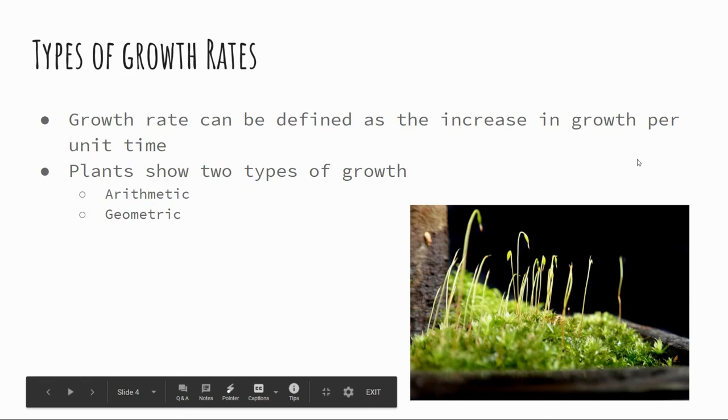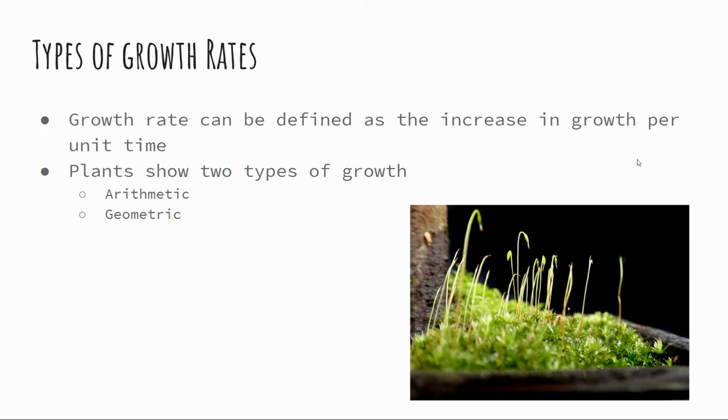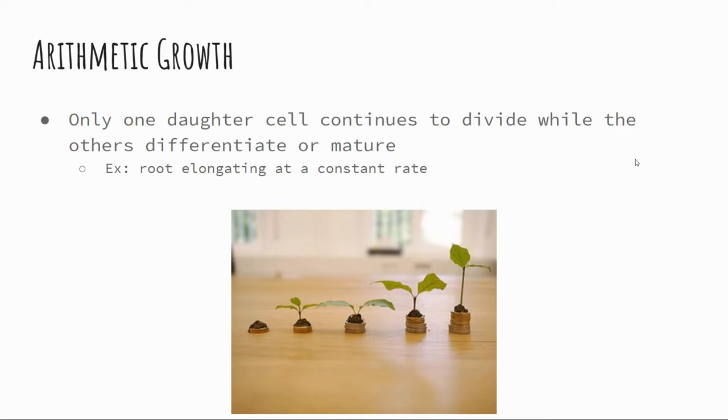Types of growth rates. So growth rate can be defined as the increase of growth per unit time. So plants show two types of growth. You have arithmetic growth and geometric growth. So arithmetic growth is where only one daughter cell continues to divide while the others differentiate or mature. Remember cell differentiation? We talked about that in biology. Differentiation is cells taking on specific roles within an organism. They're maturing to become whatever it is they're supposed to be. And the new cells, of course, will be blank stem cells for a minute before differentiation occurs.